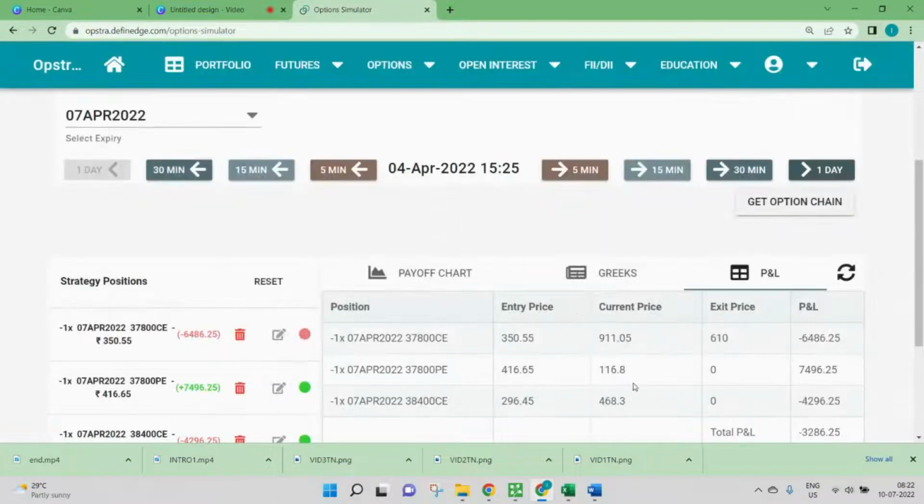At 1525, we have a CE high, then the PE. So we don't take any protection. We straight away move to the next day. Still okay. Just keep a watch on these two premiums. Our stop loss is 580.